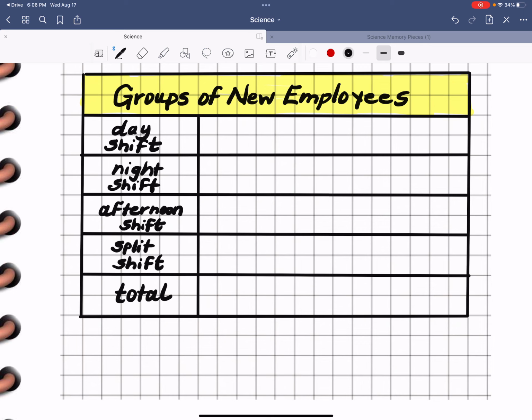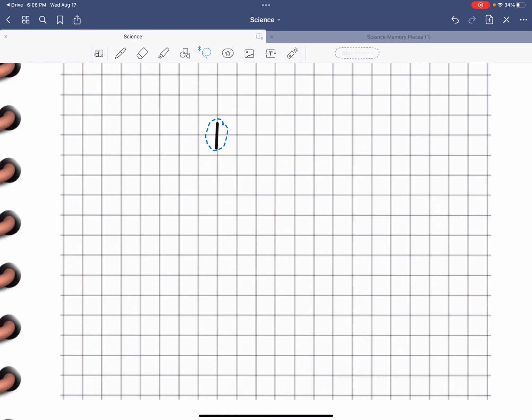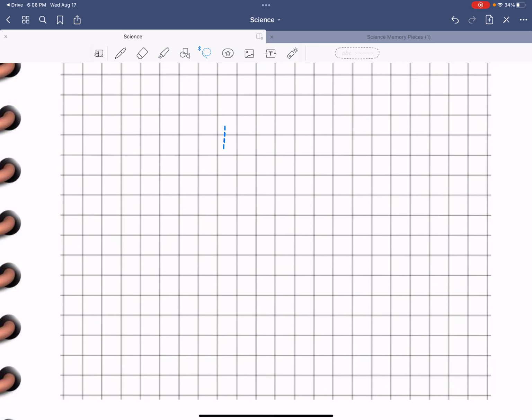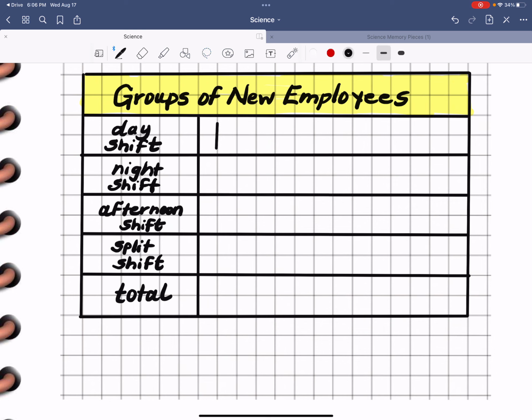Just watch what I'm doing, but don't write this down because we're going to change it. So here is a tally mark. It looks like a 1, but it's a tally mark. So I'm going to put 2, 3, 4, 5, 6, 7, 8, 9, 10.